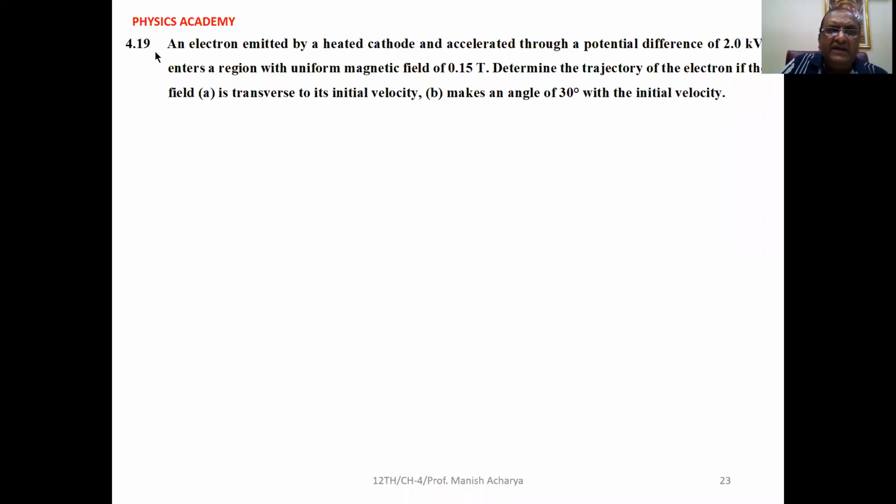Example 4.19. An electron emitted by a heated cathode and accelerated through a potential difference of 2 kilovolt enters a region with a uniform magnetic field of 0.15 Tesla. Determine the trajectory of the electron if the field (a) is transverse to its initial velocity, (b) makes an angle of 30 degrees with the initial velocity.